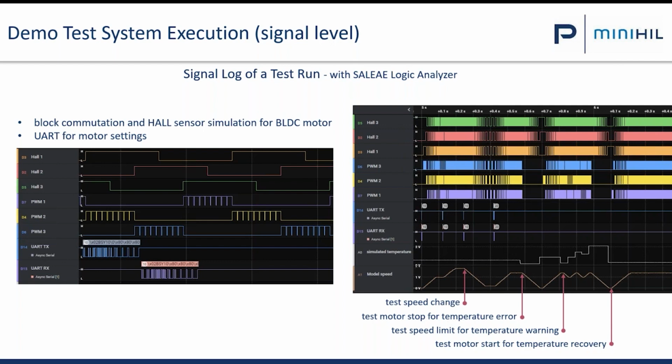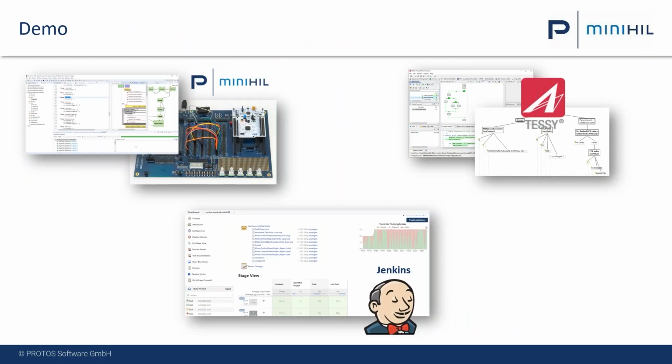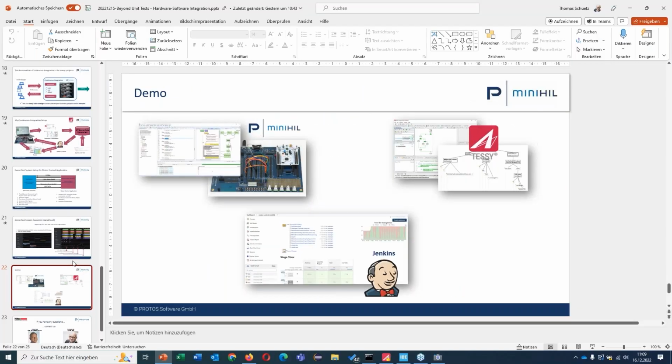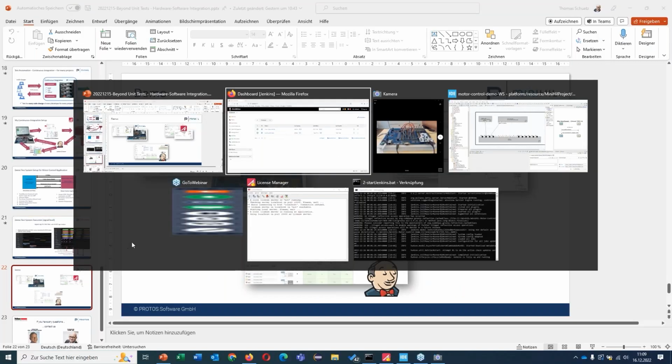And the integration point here would be the pins of the microcontroller, so to the rest of the system. That's the border where we actually test. That's the black box. So let's start with the live demo. Locally, I have installed the Jenkins server, Git repository, Tessy as a test environment, and the miniHIL environment. So let's jump right into the meat here.